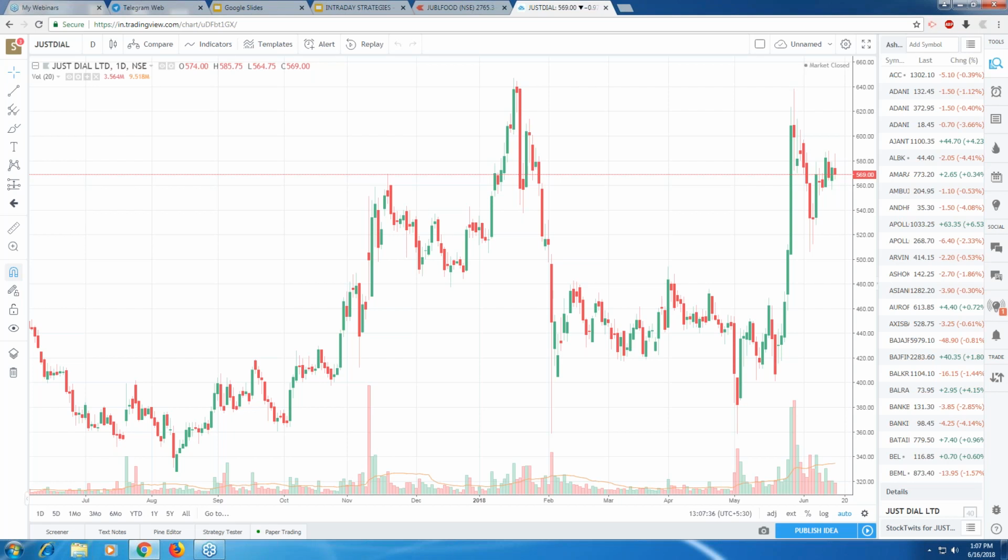In the free software you will not get more than 3 indicators, and the data will also be lagging by 15 minutes. So when we are trading and wanting to do intraday, we have to have super fast software without lag.